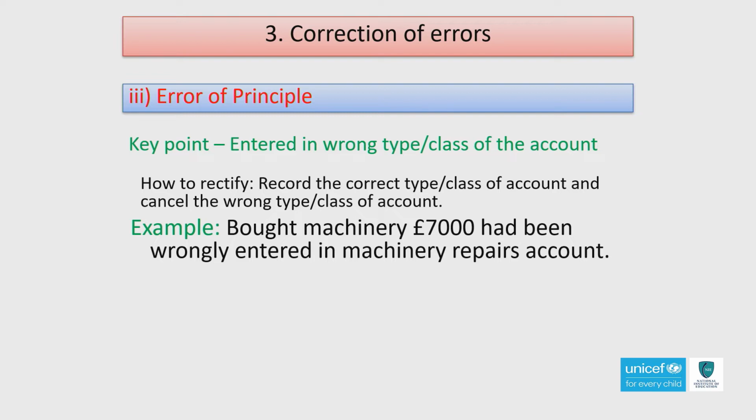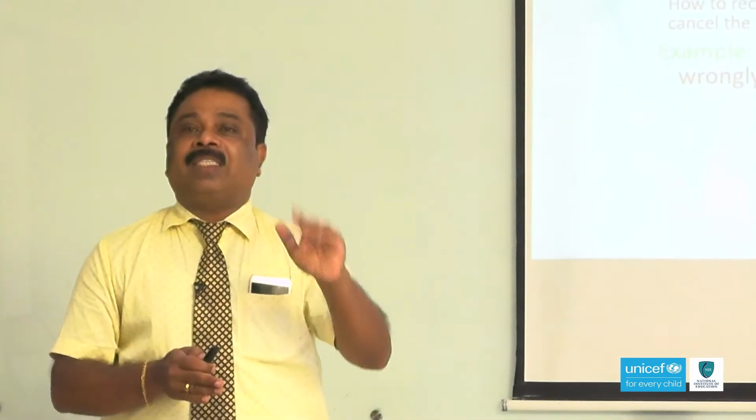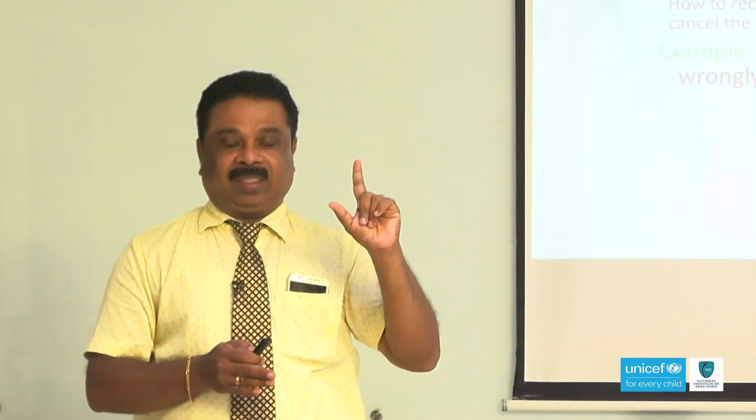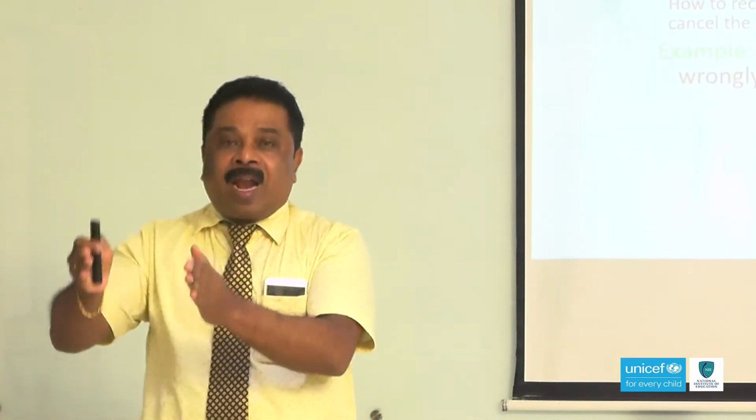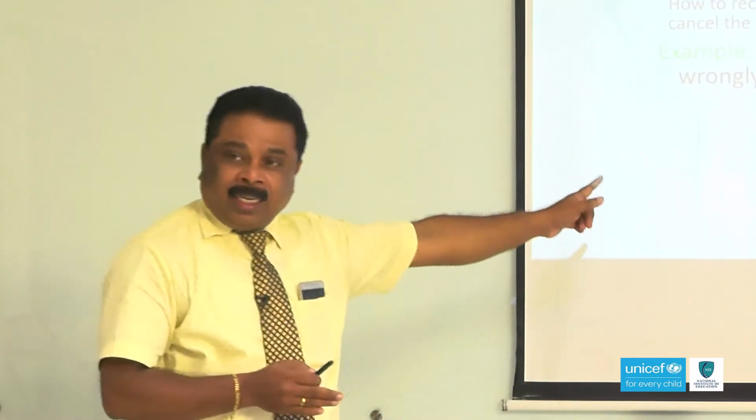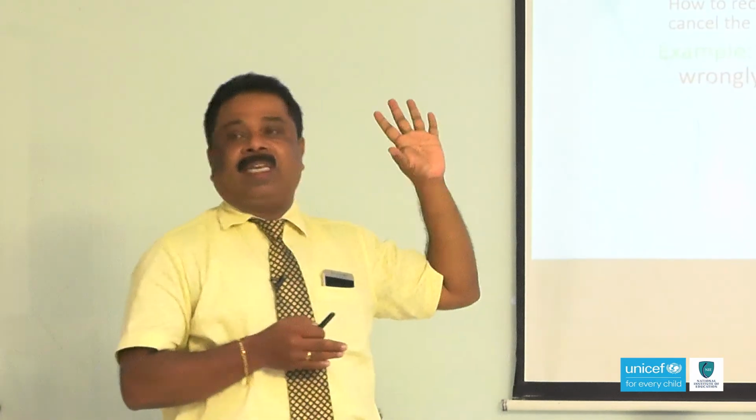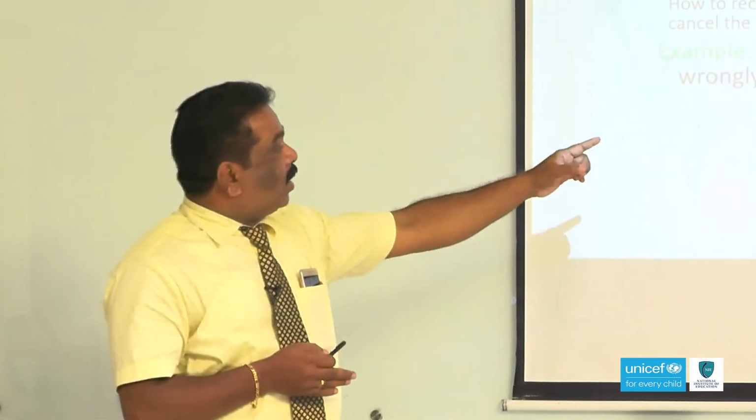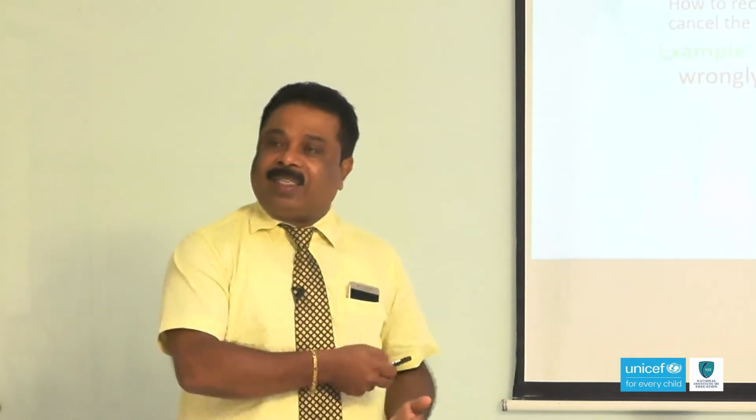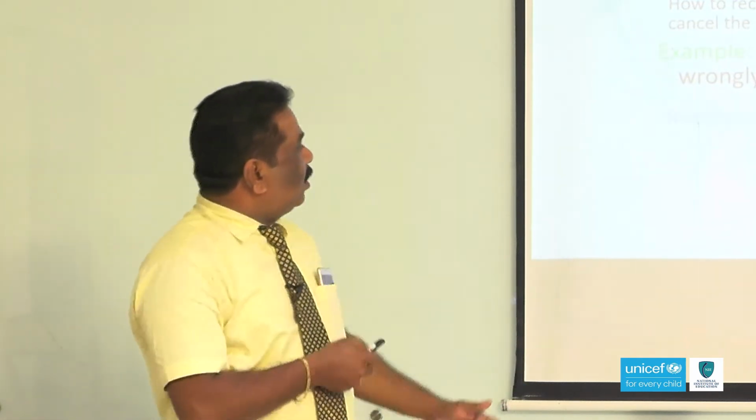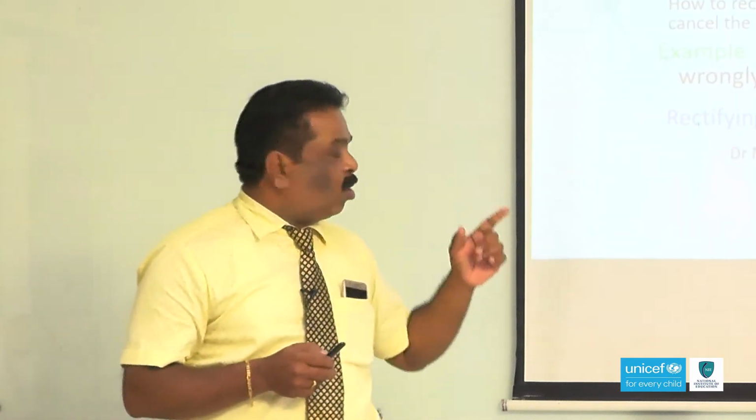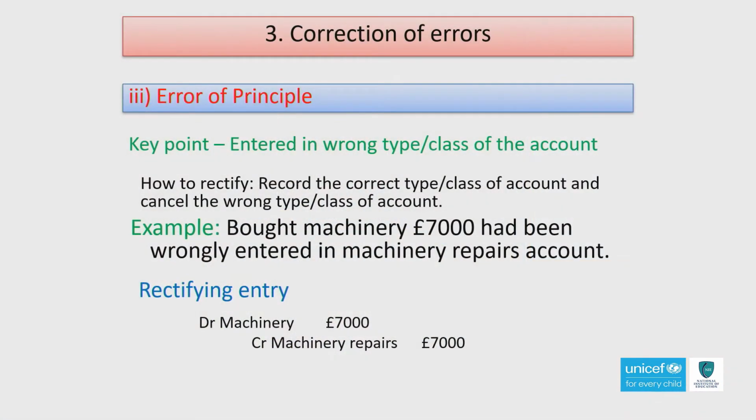So students, how to rectify this error is, as I said, record the correct type. What is the correct type over here? Bought machinery. Bought machinery is an asset. Asset increase, debit. That is the basic rule you would have learned from grade 8 onwards. Therefore, debit the machinery account, and the repairs account you should cancel. So credit the repairs account. So simple. See the answer: debit machinery £7,000 and credit machinery repairs £7,000.